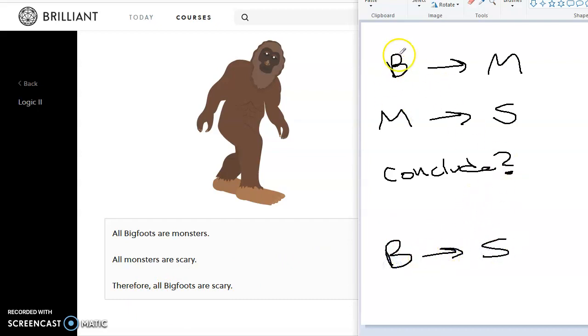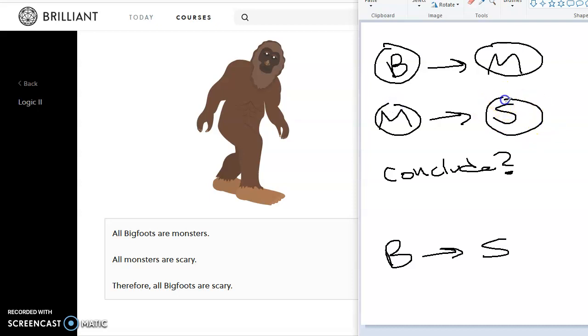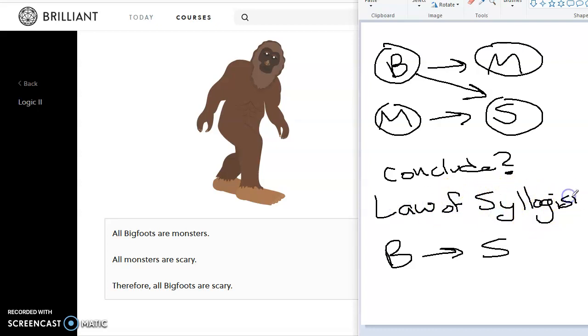So our directionality works well. If it's a Bigfoot, then it's a monster. If it's a monster, then it's scary. So can we cut out the middleman? That's the question. And the answer is yes. This looks just like our transitive property of equality and our transitive property of congruence. But instead of the transitive property of logic, which I would love to call it, we call this the law of syllogism. And that's just annoying, but it is.